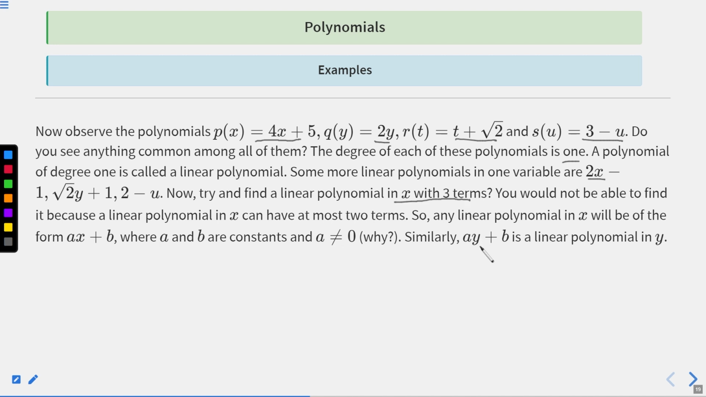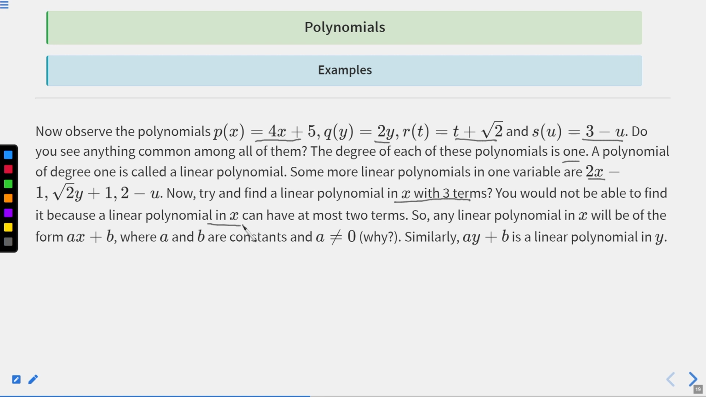Okay, so now try and find a linear polynomial in x with 3 terms, and you would not be able to find one, because a linear polynomial in x can have at most 2 terms. So any linear polynomial in x will be of the form ax plus b.